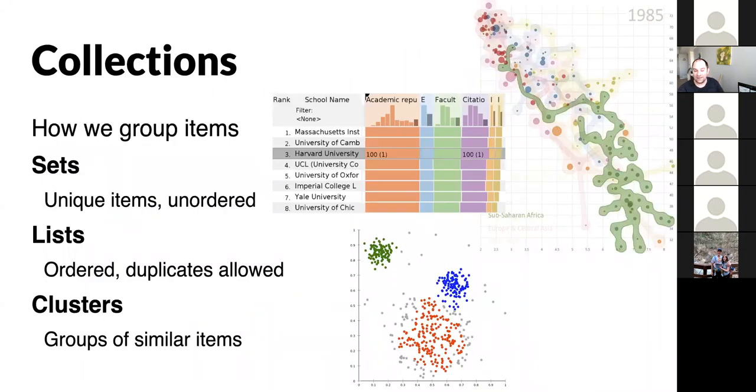So a different data set type would be collections. These are things like how we group items. I see that Garrett raised his hand.